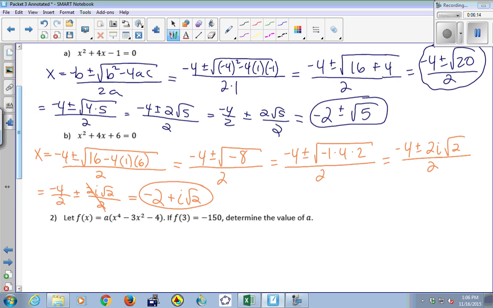So today you might be guessing we're going to be dealing with zeros of polynomial functions that are irrational and have square roots in them, and imaginary that have i's in them.